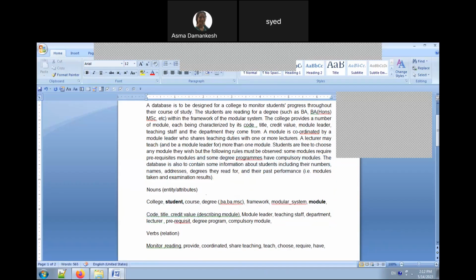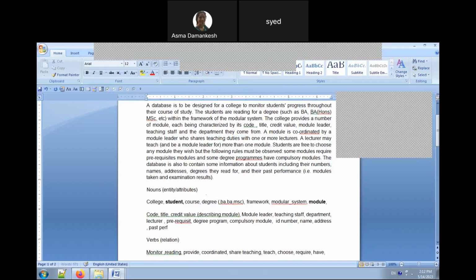ID, number, name, address, and degree. The degree here is this degree, no? So I'm not going to touch it, okay? They read for. So this one is there. And their past performances. So I'm going to put past performances here because that's new, past performances, okay?